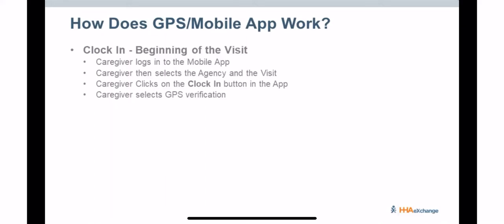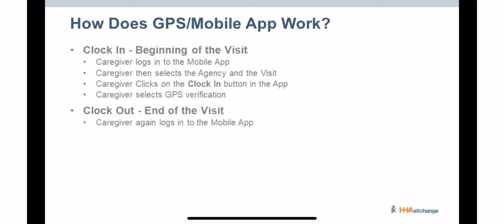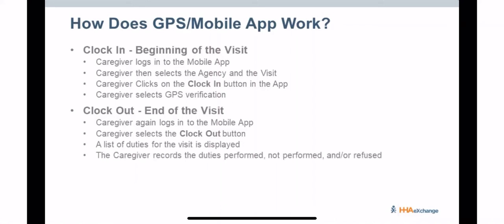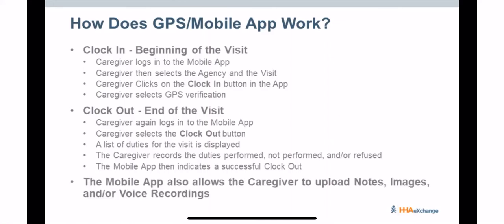To clock out at the end of the visit, the caregiver once again logs into the app. This time the caregiver selects Clock Out and a list of duties for the visit is displayed. The caregiver then records which duties were performed, which duties were not performed, and which duties, if any, were refused. When this is complete, the app will indicate a successful clock out. The mobile app also allows the caregiver to upload any notes, images, and/or voice recordings.